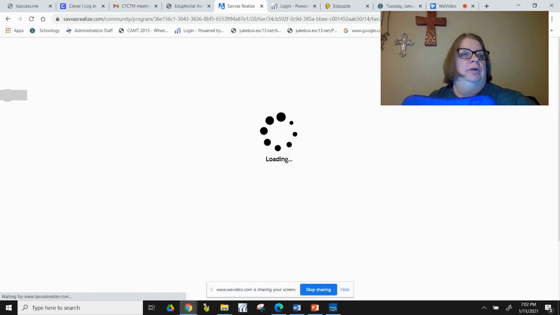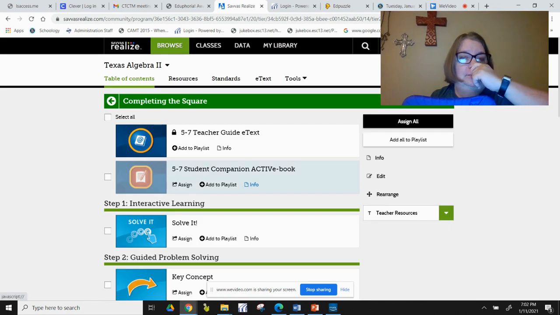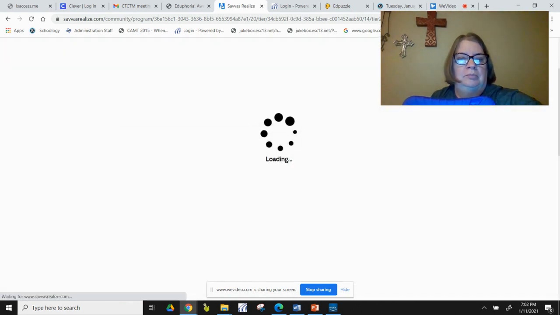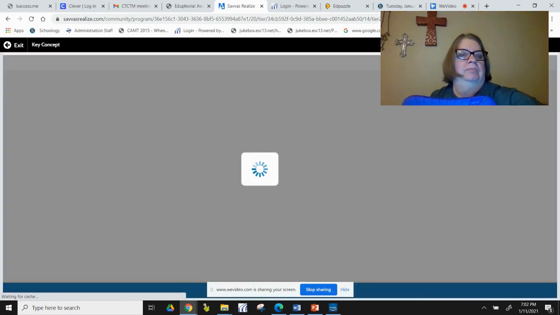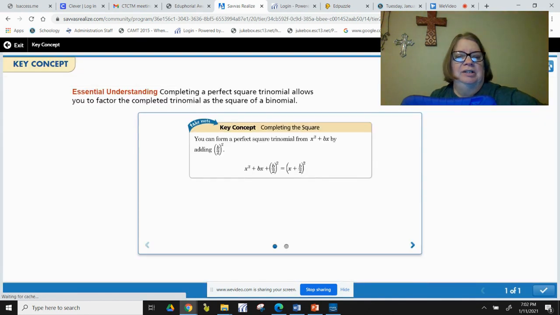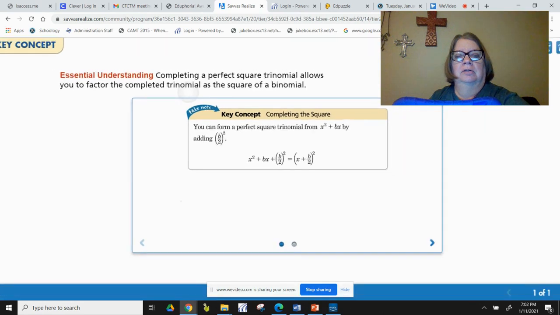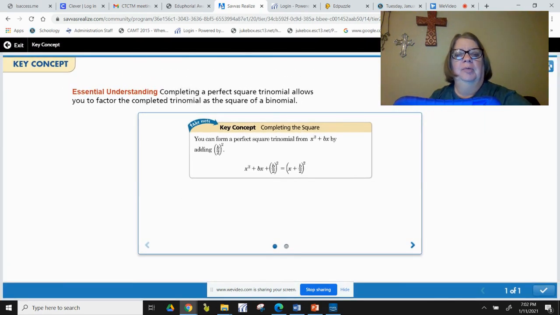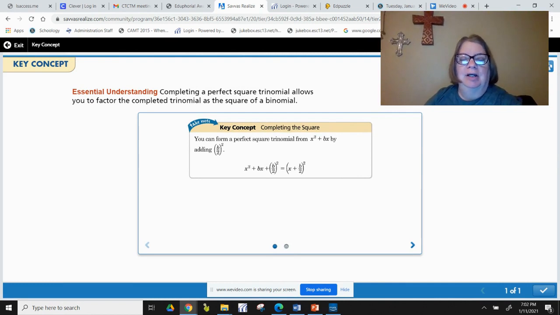There was another one I wanted to show you. Hang on just a second. It's this one. This kind of takes us through the steps of that. It says you can form a perfect square trinomial from x squared plus bx by adding b over 2 squared. B over 2 just means half the middle number and then square it.